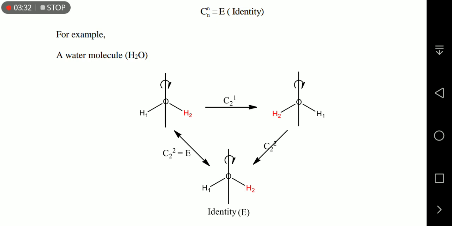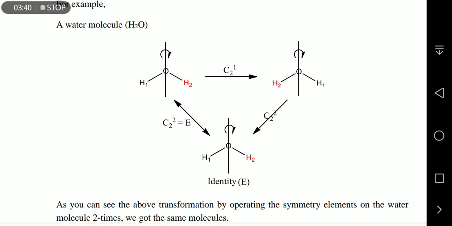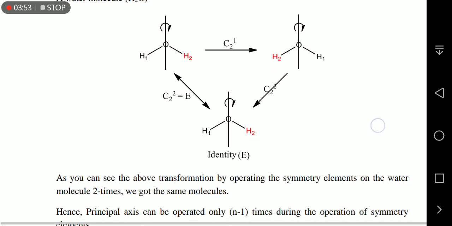first by rotation of 180 degrees, you can see here H1 and H2 exchanged with each other. If you are doing the same operation by 180 degrees, you can see here H1 and H2 are again exchanged with each other. Okay, so in the first structure and last structure, you can see both are identity. So you can say C2 squared is equal to identity.